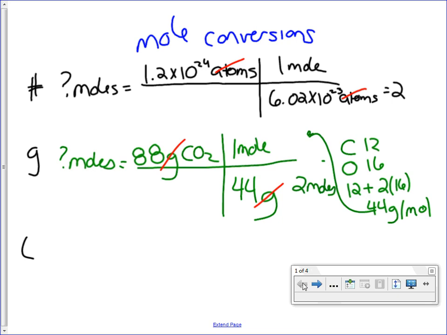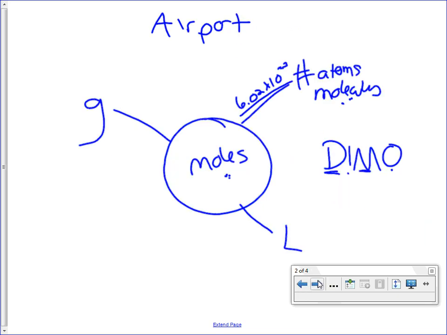So let's go back to our airport. When I'm going from grams into moles, I'm going to divide in by the molar mass. This is where you get it from your periodic table.